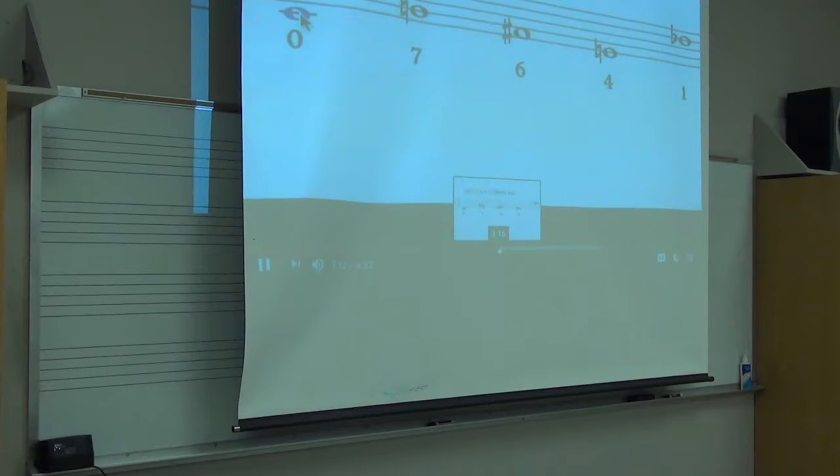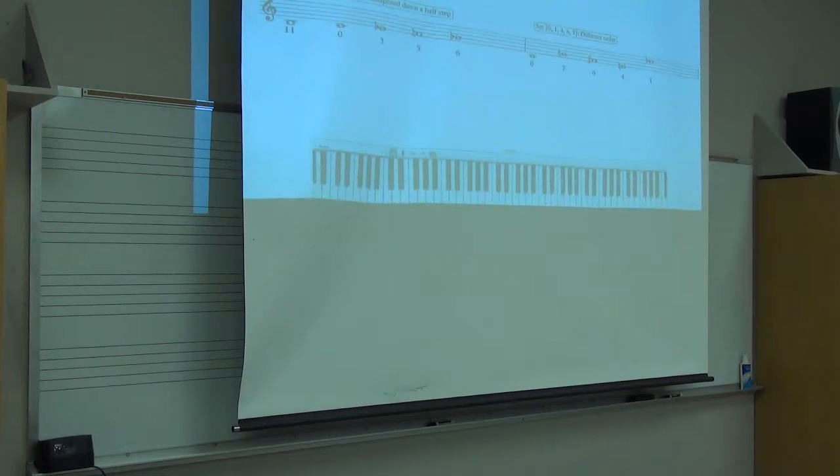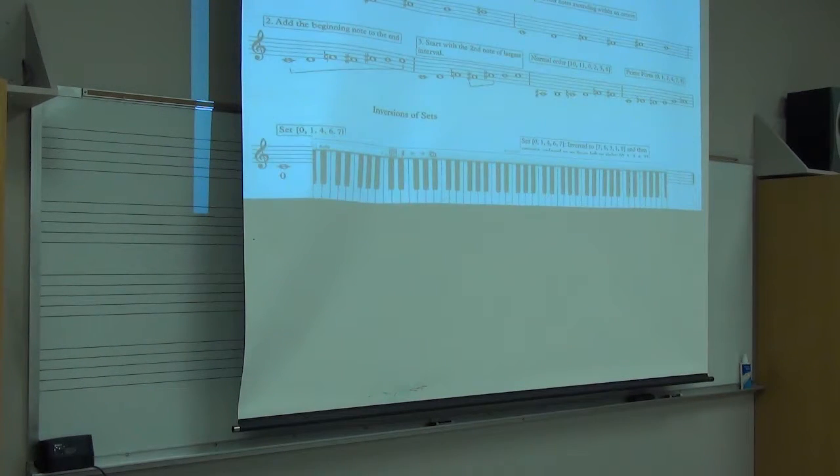But look, it goes to G, F sharp, E, D flat, as opposed to the normal order. So I can reorder these things, put them in any order I want. Okay, we understand the basics, yes?